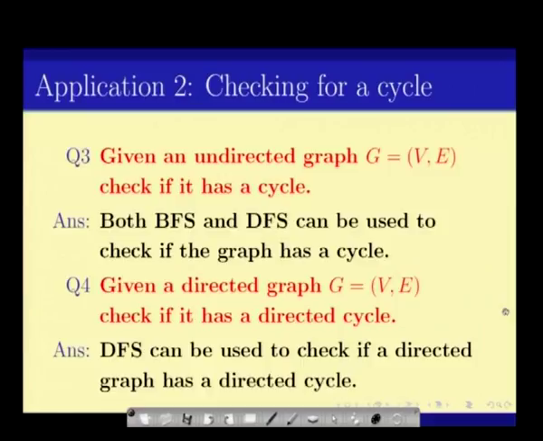What happens in the case of directed graphs? And this is where things become interesting. So, given a directed graph, check if it has a directed cycle. Till now, all the applications that we gave required us to use either BFS or DFS, either of them would have worked fine. But in this setting, it turns out that it is only the DFS that works, and we have seen the reason for it earlier in our lectures, and it is because of this special DFS structure.